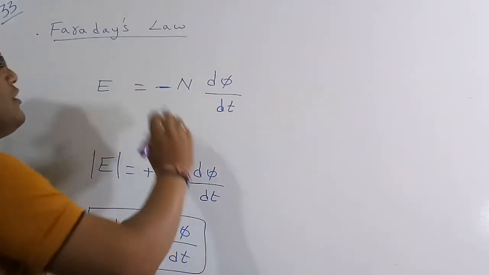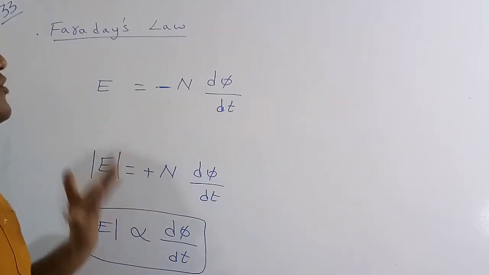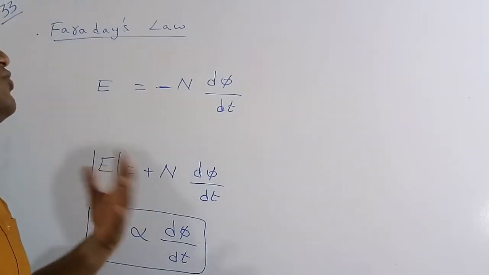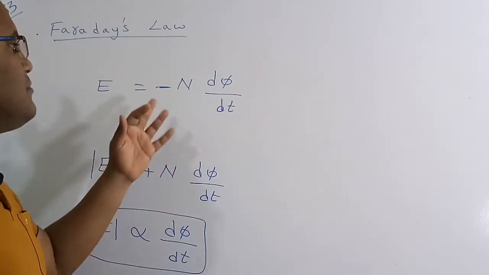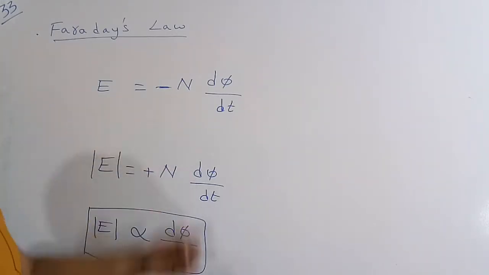This negative sign indicates that the EMF induced is going to produce a current in such a way that it opposes the flux, or we can say it opposes the change. That is the meaning of this negative sign. This negative sign was given by Lenz's law. So we can say it is a combination of even Lenz's law.